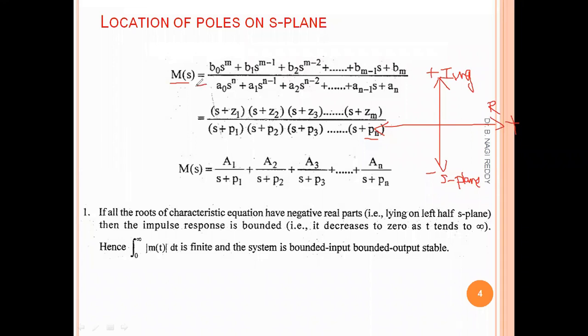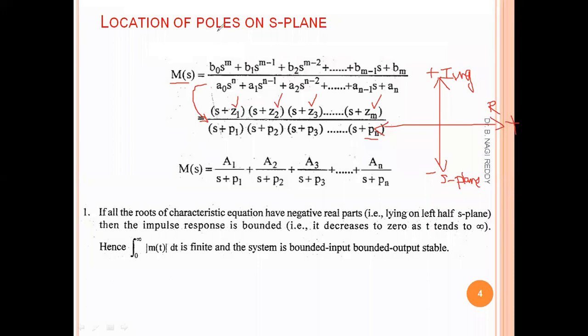We can also represent the same polynomial equation in terms of factorization. We can convert this polynomial equation into factorized form in order to determine the zeros and poles of the given transfer function. The numerator gives us the number of zeros and the values of those zeros. After factorization, we will get Z1, Z2, Z3 up to Zm. All these are zeros of the system. And we need to determine the poles, right?